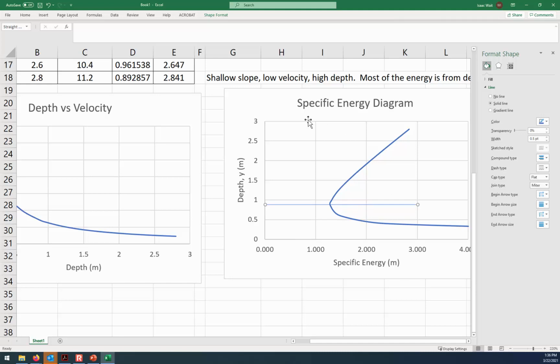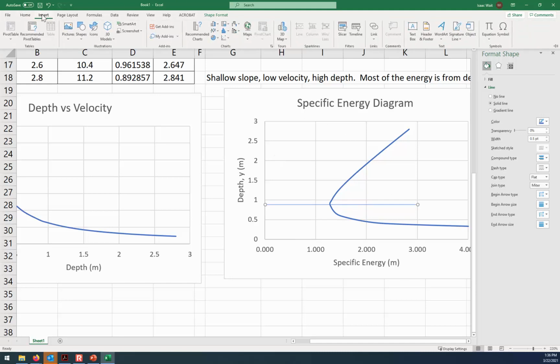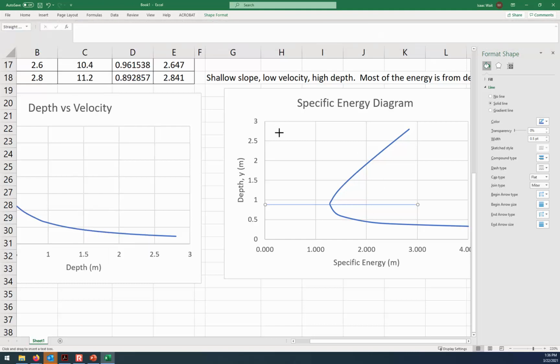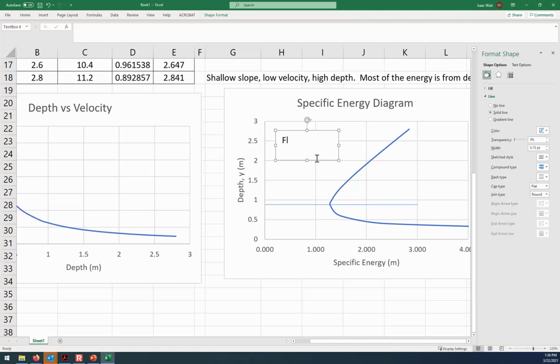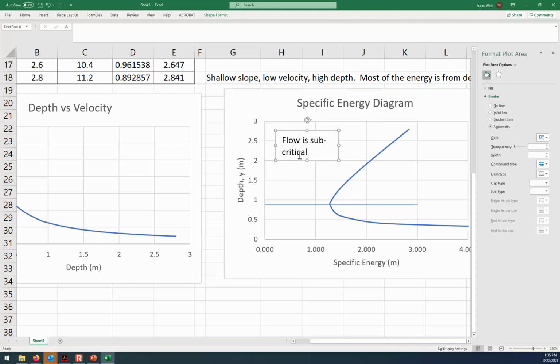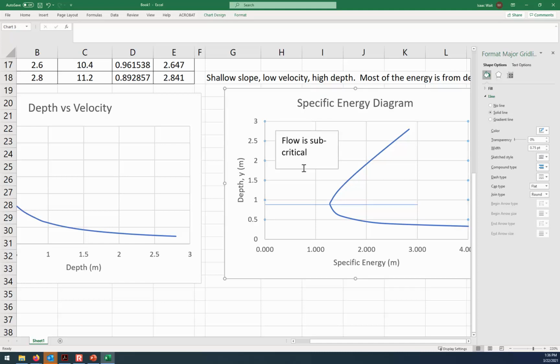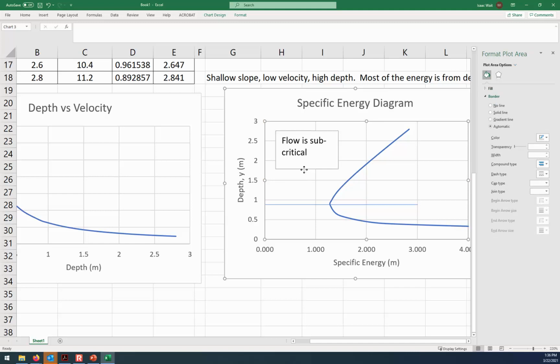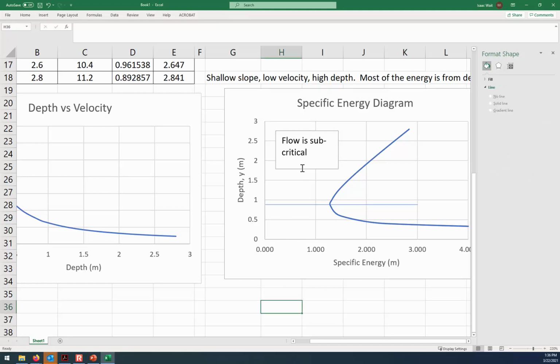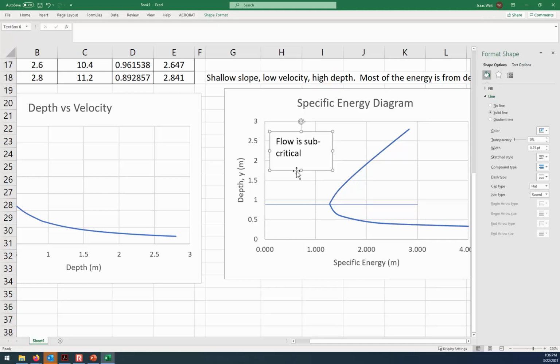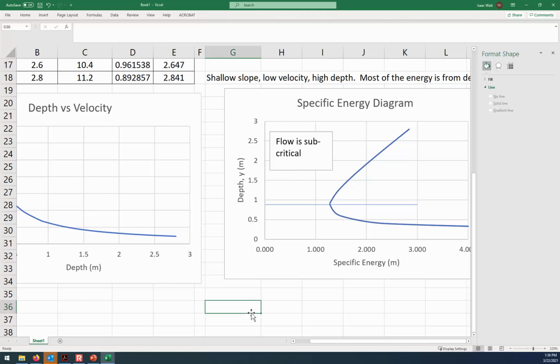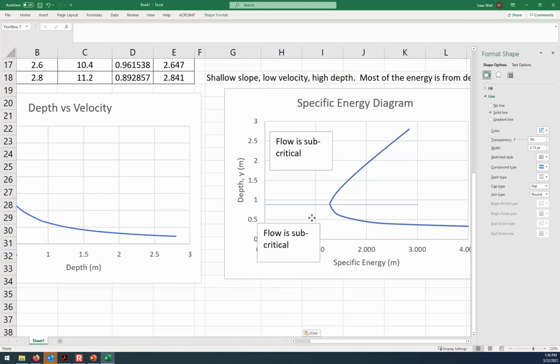Alright, so anything above that line is the subcritical region of the figure. So up here, flow is subcritical. Okay, so that is the region of the figure where the flow is subcritical, and then I'm going to make this little comment below that. I copied it. Control C and Control V. Alright, so down here, flow is supercritical.